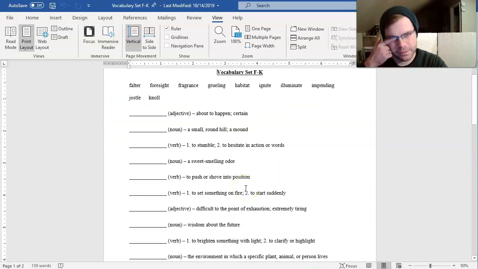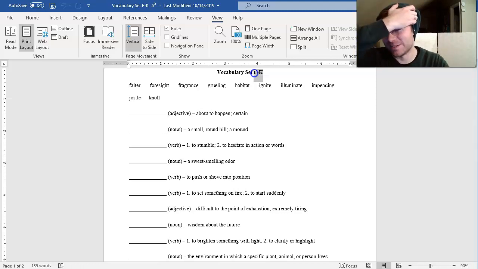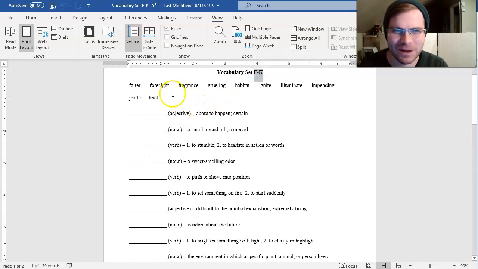And here we have vocabulary set F through K right there. Now I know F through K, F-K looks a little suspect. I promise you that's not intentional. It just so happens to work out that way with the number of vocab words we're doing, so you can have a chuckle about that, but it's not intentional by any means.